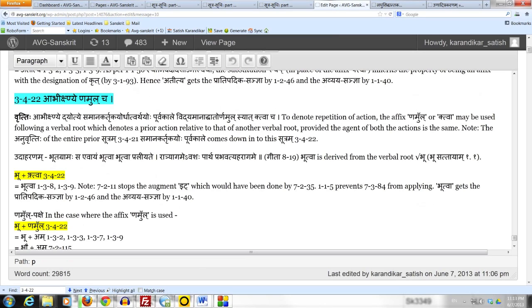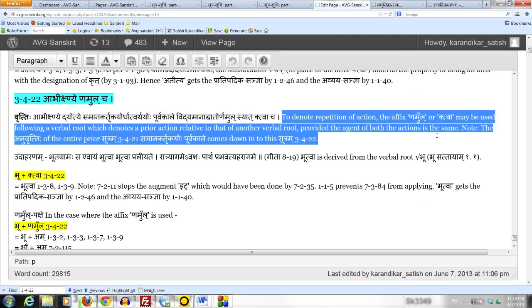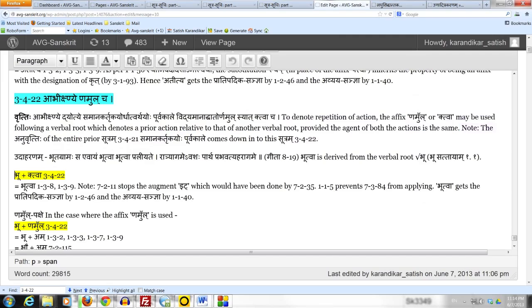Derivation is straightforward. We take bhu plus ktva by the sutram 3.4.22 because here repetition of an action is to be denoted. Bhutva bhutva praliyate means having become again and again, having come into existence repeatedly. And this action is the earlier of two actions, the second action being praliyate, meaning it dissolves or subsides. And there is a common doer, bhutagramah, the collection or the multitude of beings. That is the common doer of these two actions of coming into being and dissolving. So this is how all the conditions for applying 3.4.22 are satisfied. So we have bhu plus ktva.